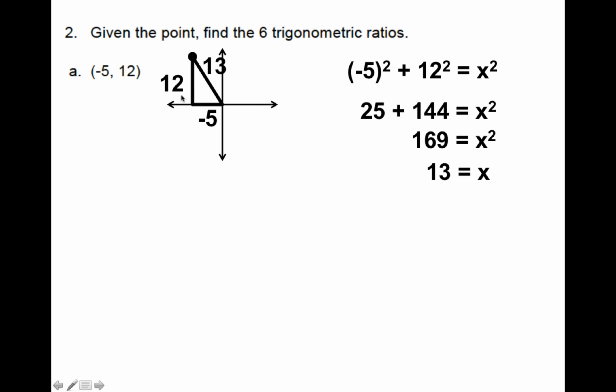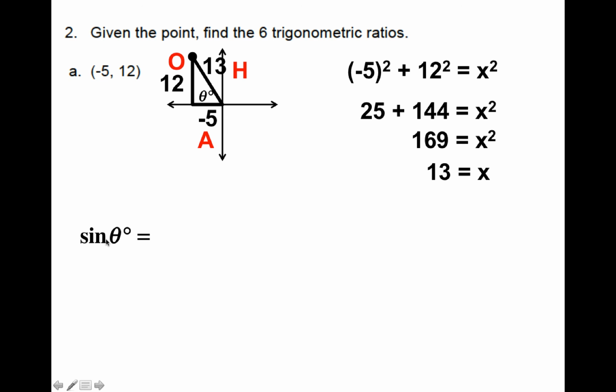Your theta, the angle inside this triangle, is always at the origin, so it's down here on the bottom right. So we want to label the O, the H, and the A. In this case, this is the hypotenuse. This is adjacent to the angle at the origin, and 12 is opposite the angle at the origin.